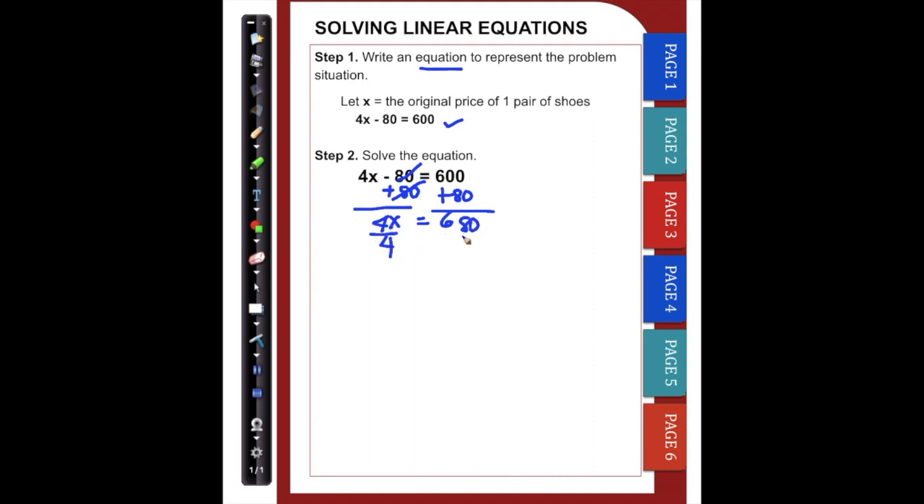That should give us 4x. Okay, cancel out minus 80 and plus 80. So you have 4x is equal to 680. 4x means 4 times x. So the inverse of multiplication is division. Let's divide 4x by the coefficient 4. Let's do that also on the other side. 680 divided by 4. 4 divided by 4 is 1. 1x, or simply x, is equal to $170.